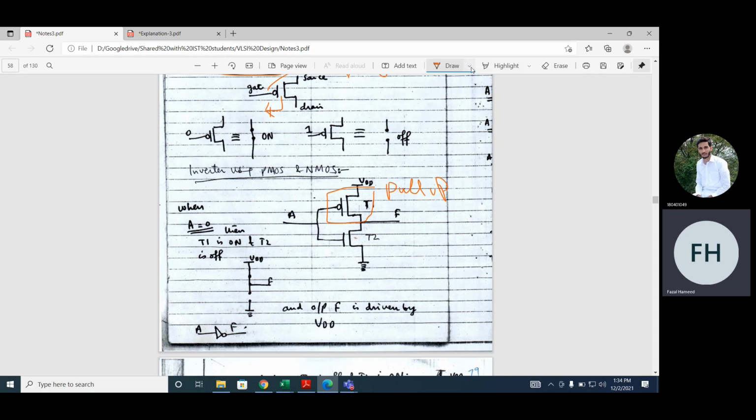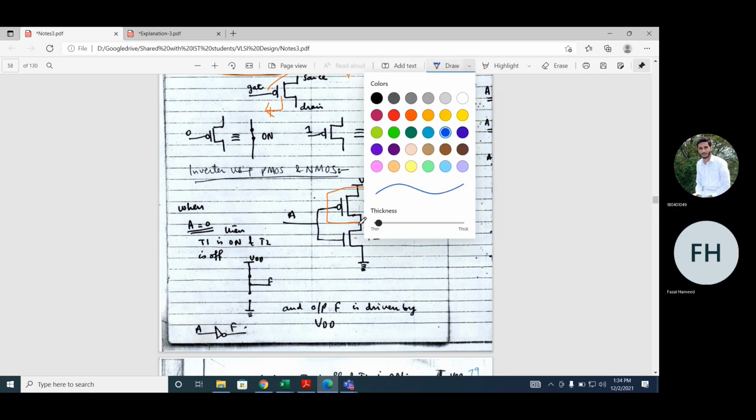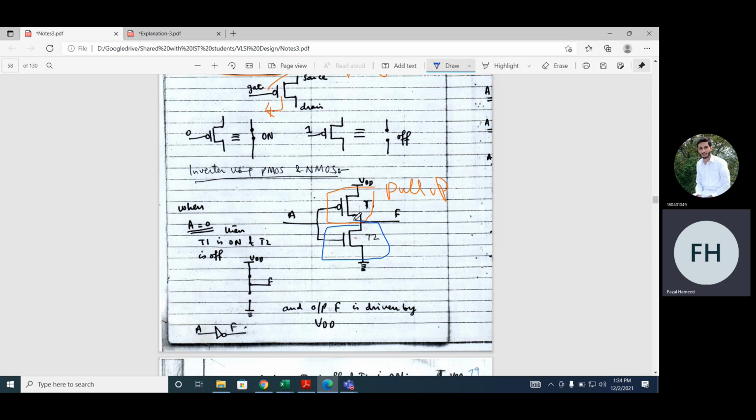Why is it called pull-up? It is connected to VDD. When it is connected to VDD, it means it is pulled up. We want to drive the output to a logical signal.